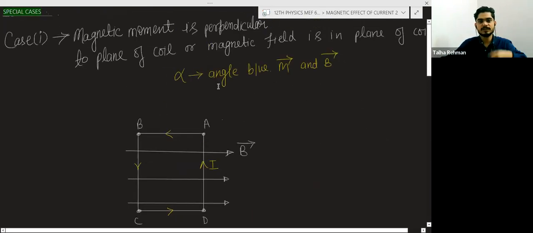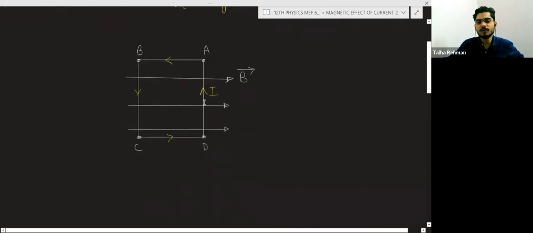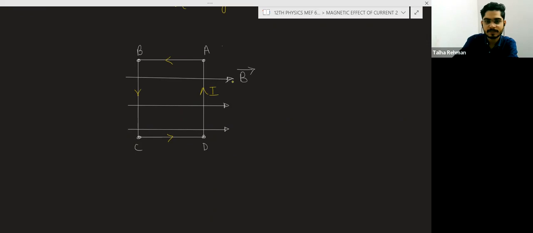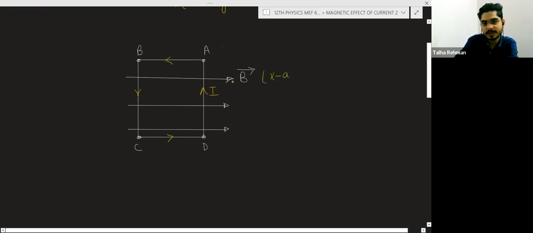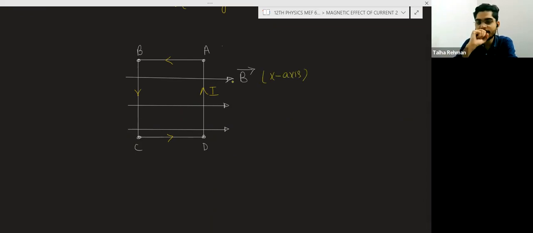Now first case, this is your coil, and this is your magnetic field. So what about the torque? See the direction of the current in this coil. Here your magnetic field is along the x-axis. When you find the direction of the magnetic moment, it will come out to be outwards. Outwards means positive z-axis.